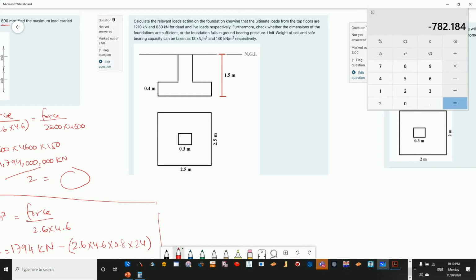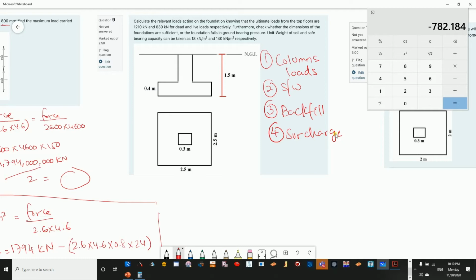Now we need to understand that we said there are four loads coming on a foundation. Number one is going to be loads from the column. Number two is going to be our self weight. Number three, there is a backfill, and then number four, there is a surcharge.